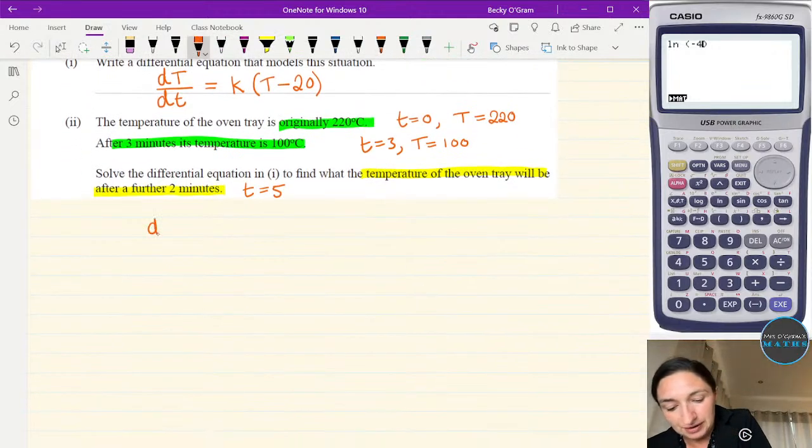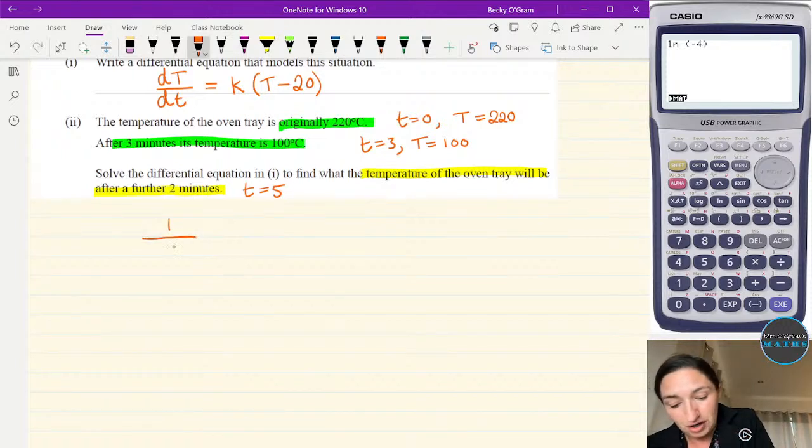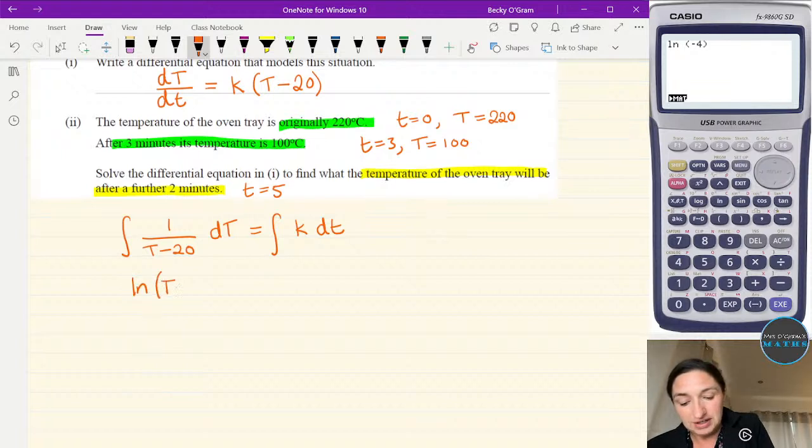So let's start with, well, actually, I'm not going to write it again. You've got it there at the top of the screen. But what we'll need to do is separate variables. So we bring all of the capital T over to the left side, and dt goes to the right. So we have 1 over capital T minus 20 dT. The k stays where it is, and we bring the dt up to the right. That means we can integrate both sides. So if we integrate 1 over capital T minus 20, then we have the natural log of T minus 20.